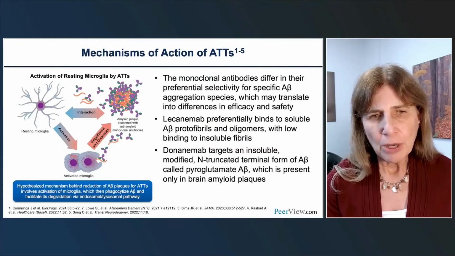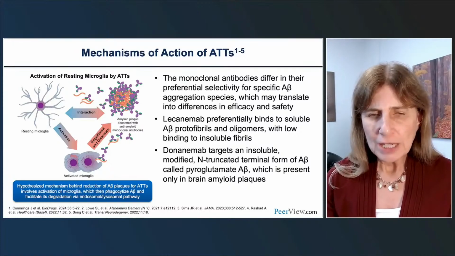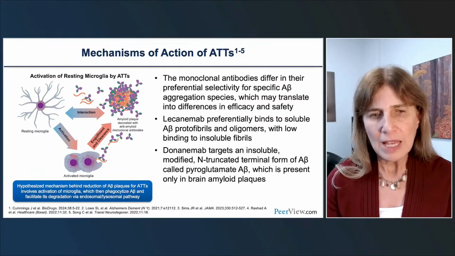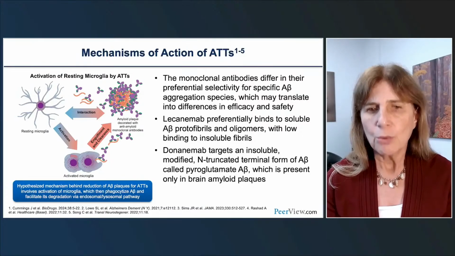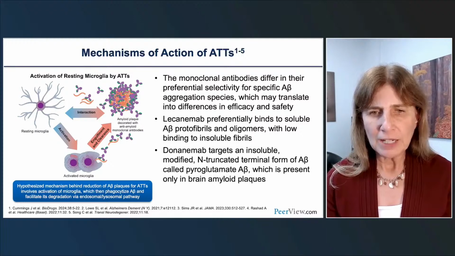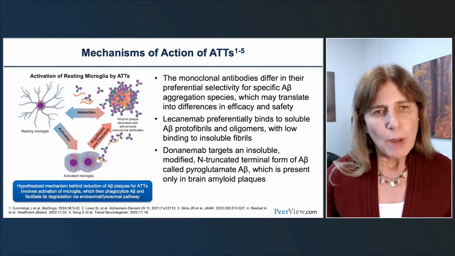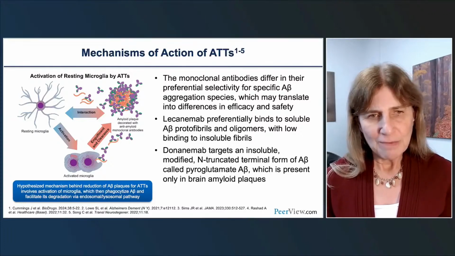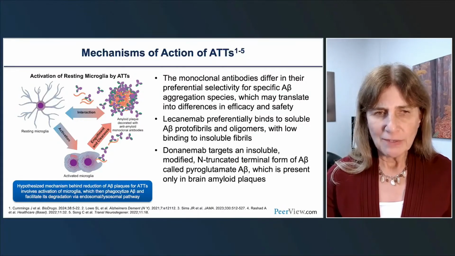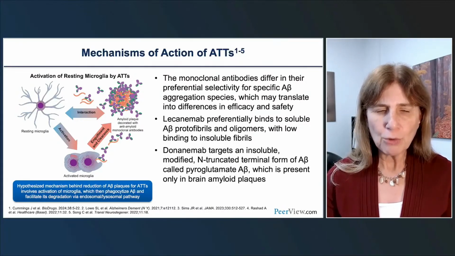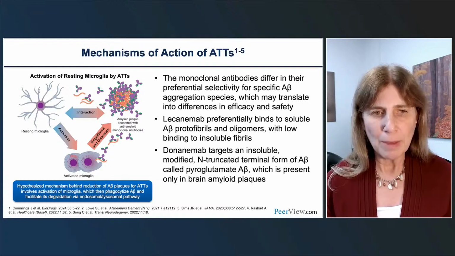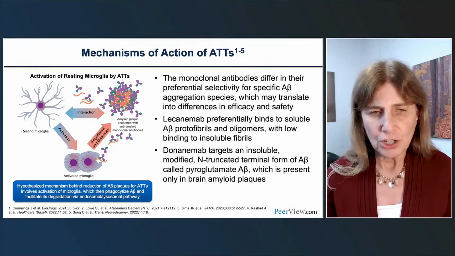So how do these antibodies work? Well, it's important to note that each antibody is a little bit different. With lecanemab, we have preferential binding to soluble A-beta protofibrils and oligomers. We have some binding to plaque. With donanemab, we have very specific binding to plaque-bound amyloid. When the antibodies are given by intravenous infusion, they get into the brain, they bind their respective species of amyloid, and then they attract microglia, and the process of phagocytosis begins, and clearance of A-beta and the antibody-antigen complex.